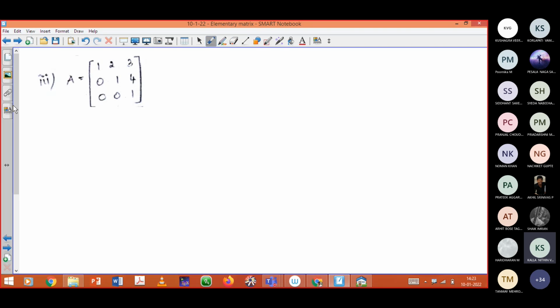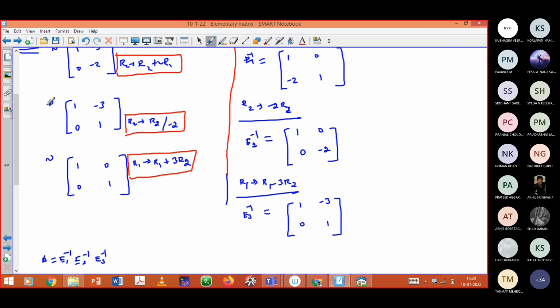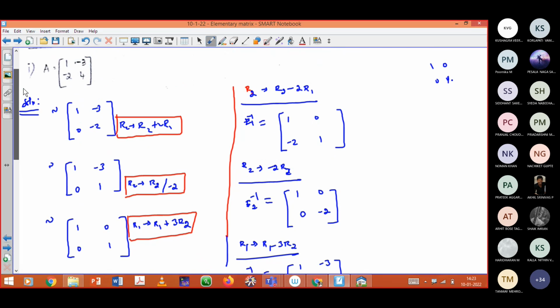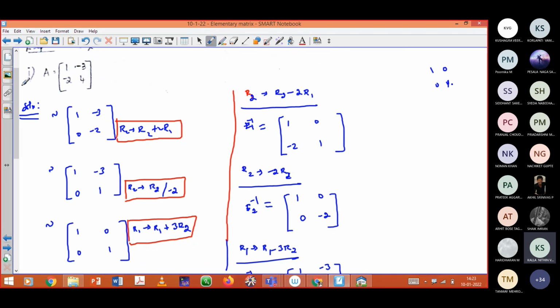Sir, why are we not converting multiplication into division? Yeah, we have to do. If there is a multiplication on the left hand side, you have to convert it on the right hand side as a division. Are you asking about 2R1, or which one? Yes, sir. Like that one, 2R1, 3R2.